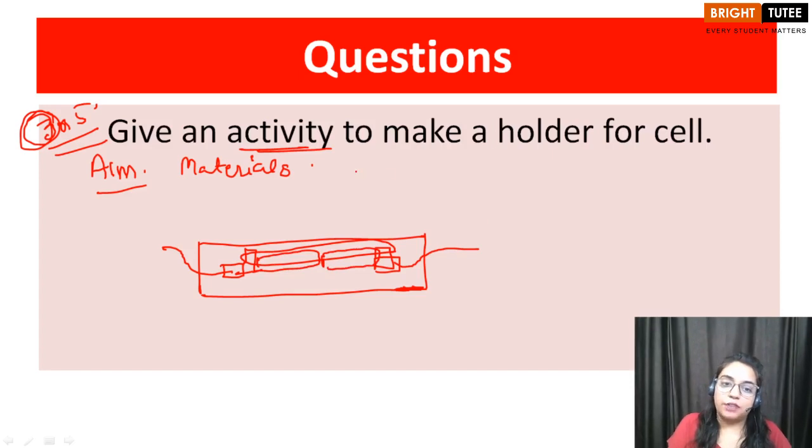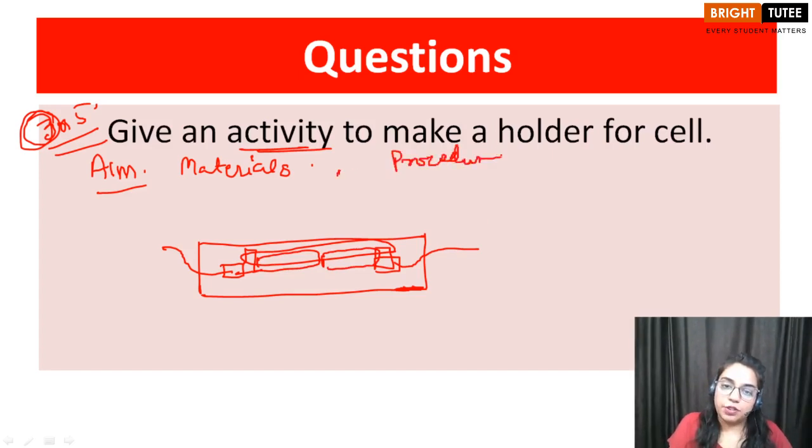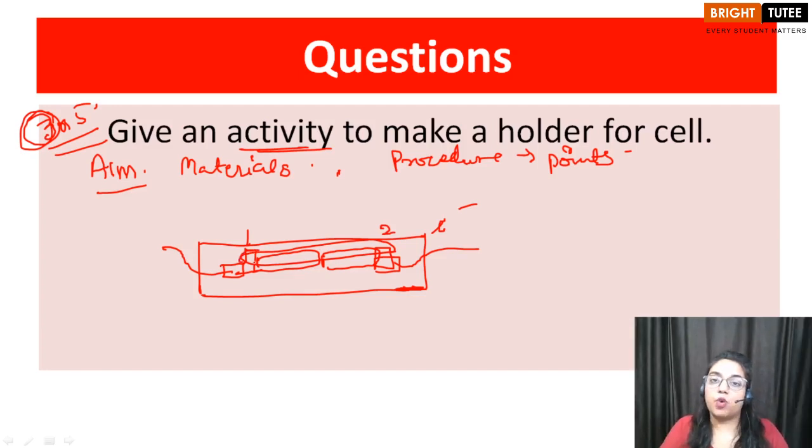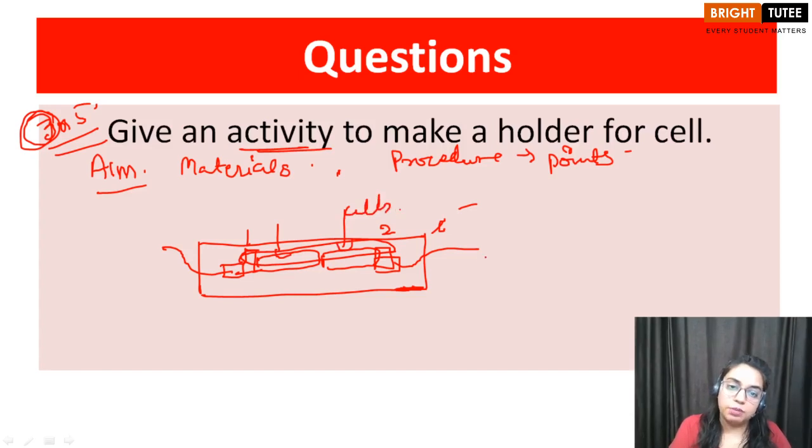So children, after writing the materials required, you will write the procedure, and in the procedure you will always write in points. First of all, we will take this wooden block and we will place the 2 metal strips, 1 and 2, like this, and we will place a rubber band so that we can hold these metal strips intact and tight, and within these we will place our electric cells, and to the metal strips we are going to connect the connecting wires.